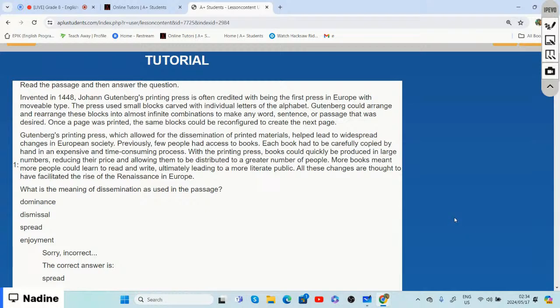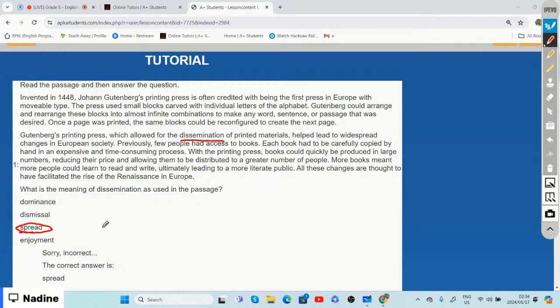All right, so dissemination, right? Using the passage, it says it allowed for dissemination of printed materials, which helped lead to widespread changes in European society. So we need to choose, is it dominance, dismissal, spread, or enjoyment? And dissemination, which is used within the text to move the printed materials, we can say it is spread. So spread is that word, right? Because it is spreading something. It's like spreading information, that is what they actually mean. So it's like spreading information widely, and they specifically mean European society, probably all over the world.